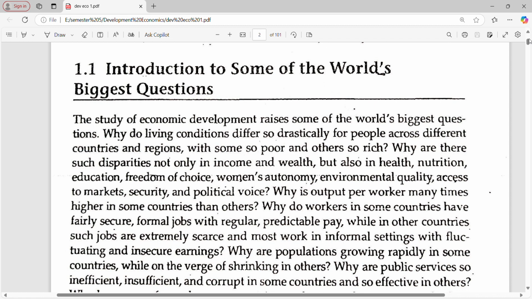Okay, so development economics tackles critical global questions about disparities in income, health, education, quality of life. It examines why some countries are wealthy while others remain poor, why worker productivity and job security vary, why public services are effective in some nations but inefficient elsewhere.